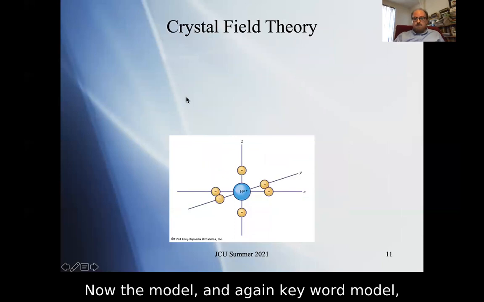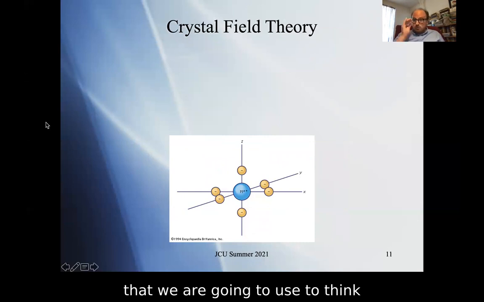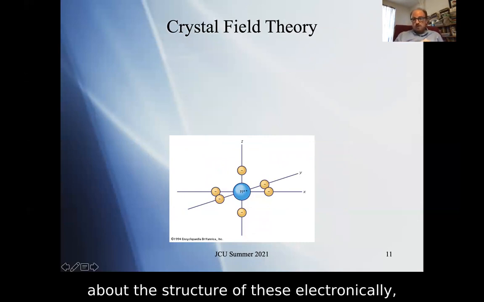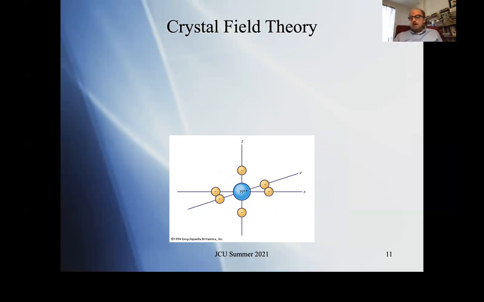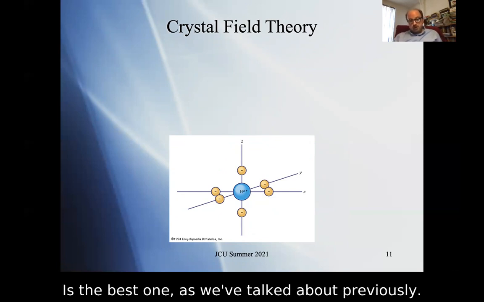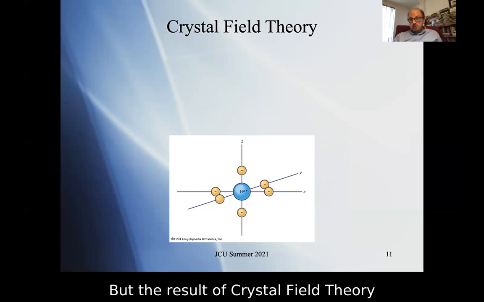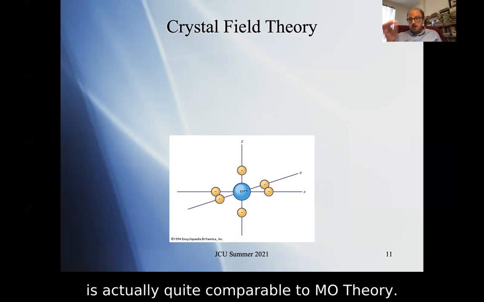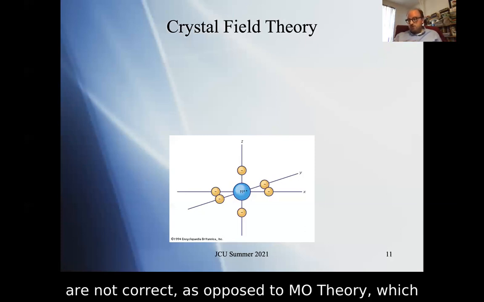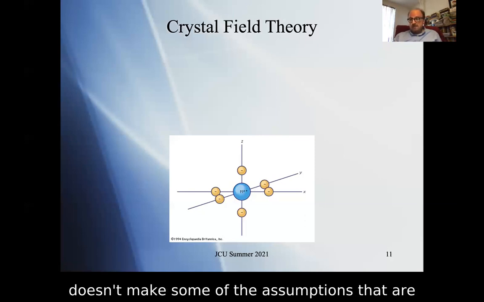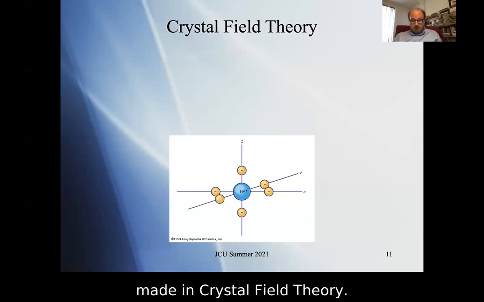All right, now the model, and again, keyword model, that we are going to use to think about the structure of these electronically is something called crystal field theory. Now, this is a somewhat older model. At this point, MO theory is the best one, as we've talked about previously. But the result of crystal field theory is actually quite comparable to MO theory. It's just that the reasons for it are not correct, as opposed to MO theory, which doesn't make some of the assumptions that are made in crystal field theory.